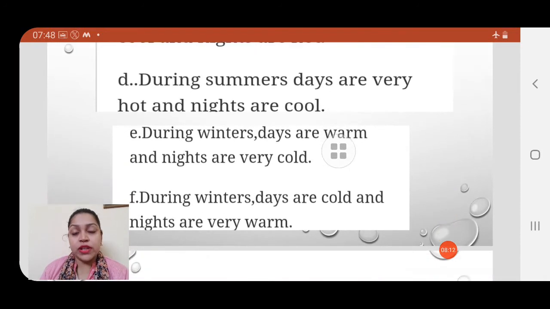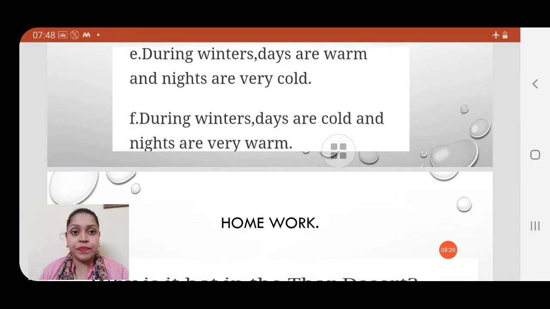Then for winters, you'll have to choose from these sentences. During winters, days are warm and nights are very cold. And during winters, days are cold and nights are very warm. So you'll have to choose from these 6 sentences the 3 sentences which describe the climate of the Thar Desert. This also I'll upload in the Google Classroom. You'll pick up the 3 sentences and write the climate of the Thar Desert.